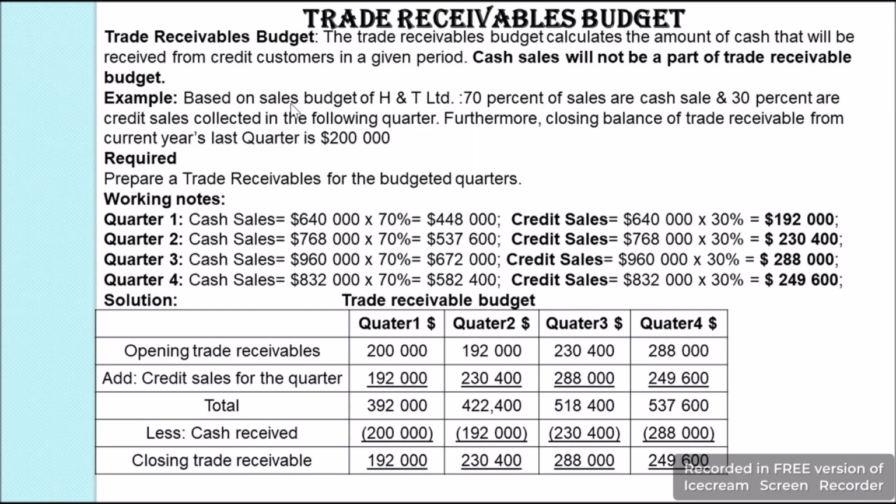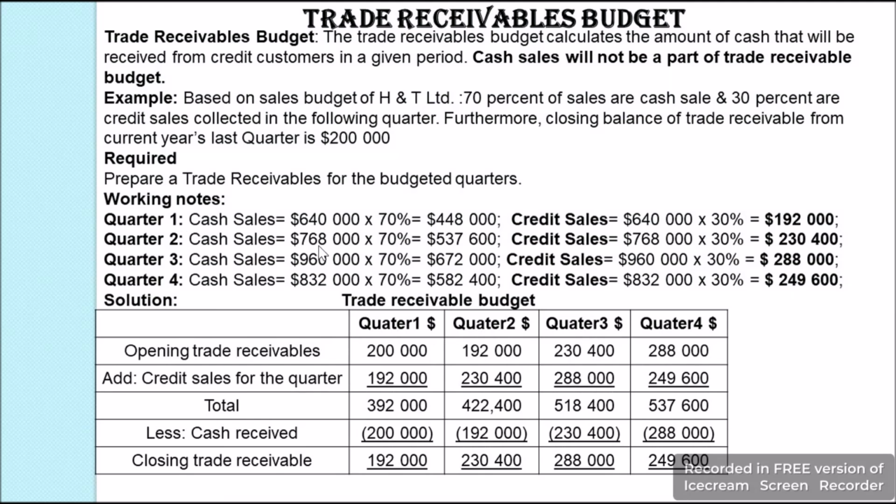So we have to start from the sales budget, and from the sales budget, as we have to find the cash and the credit sales, we take the sales revenue. For quarter 1, the sales revenue from the sales budget is $640,000. 70% of this will be $448,000, and this will be taken in the cash budget. Now we need to know the credit sales, and 30% of $640,000 is the credit sale, which will be equal to $192,000 for the first quarter, and this will be used in our trade receivable budget.